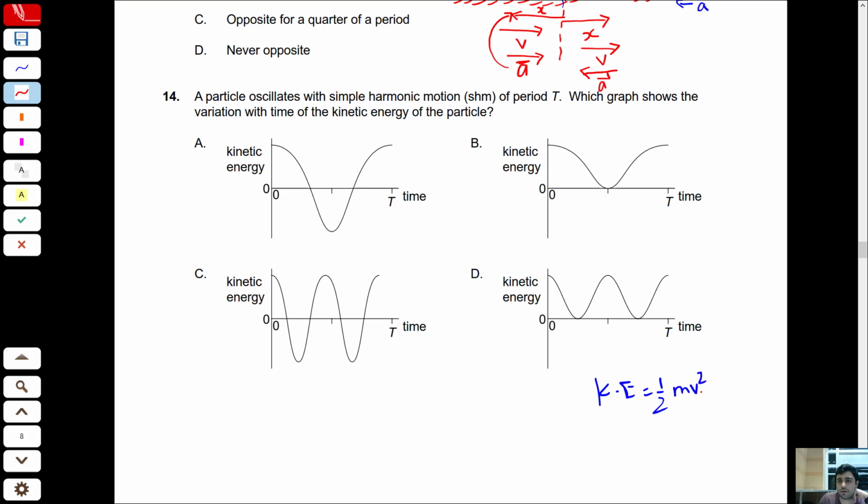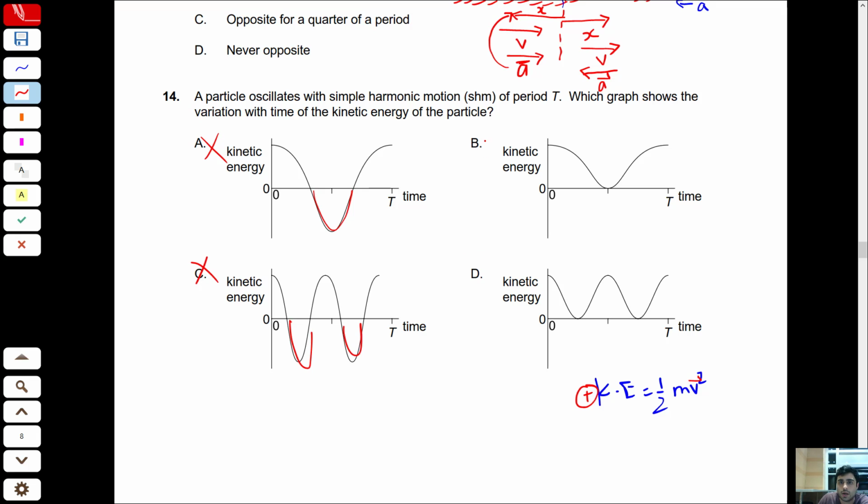Now no matter what the direction of the velocity is, velocity is a vector quantity, so it can be in the positive or negative direction. But when you take the square of a positive or negative value, it will always give you a positive result. Mass is always positive, half is also positive. So positive times positive times positive will always give you positive kinetic energy. There's no negative kinetic energy. So ignore any graph that has a negative part, that is wrong. You can see this graph is going below 0, which is negative, and this one too, so ignore these two. So it will be either C or D.